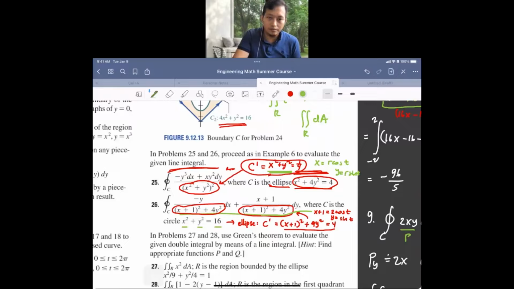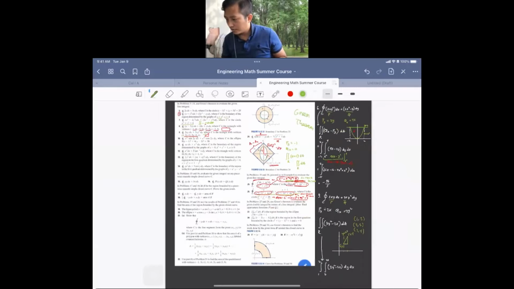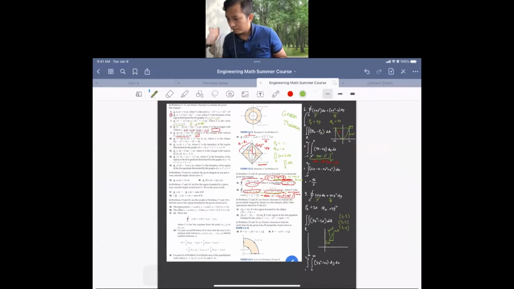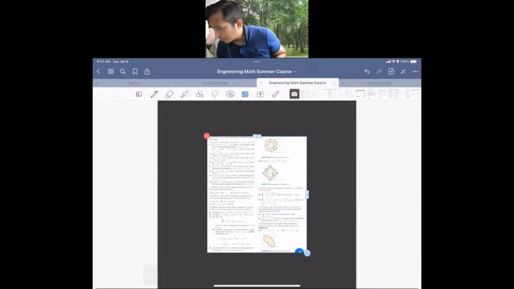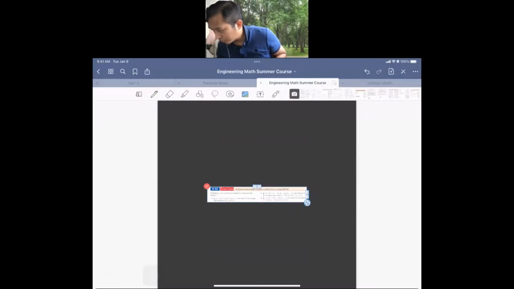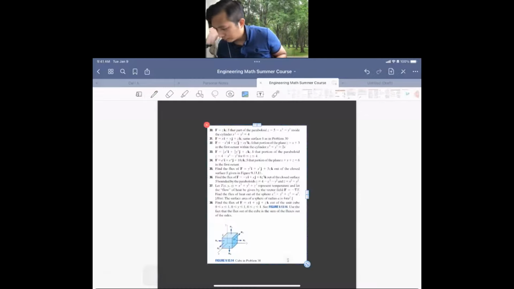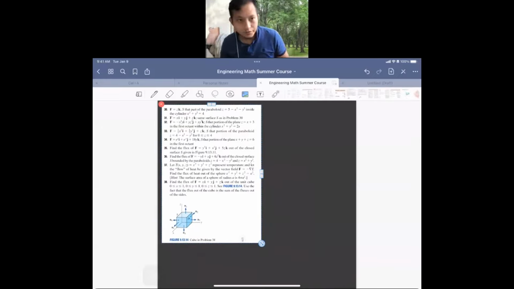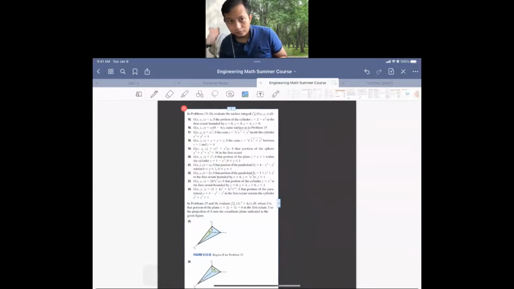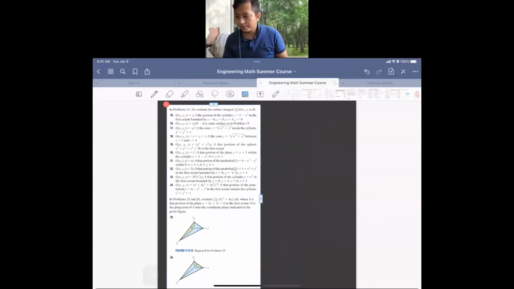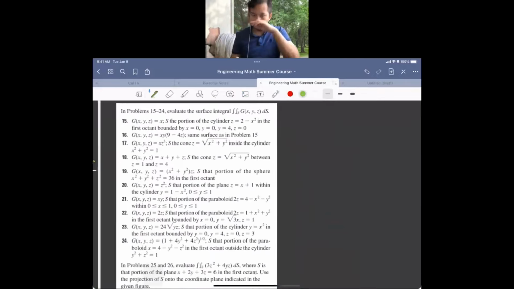Okay, I think next is surface integral and the Stokes theorem. Okay, the surface integral, let me move to the next section. The surface integral, this is the print here. This is the flux, I think this is the Stokes. Okay, this is the surface integral.